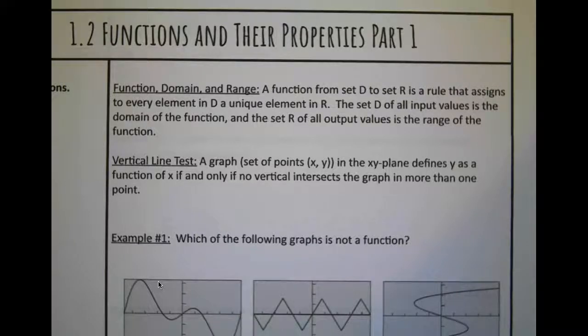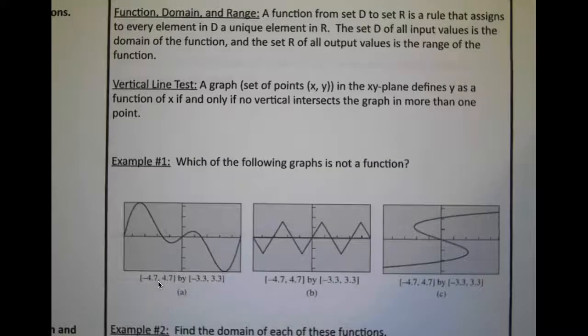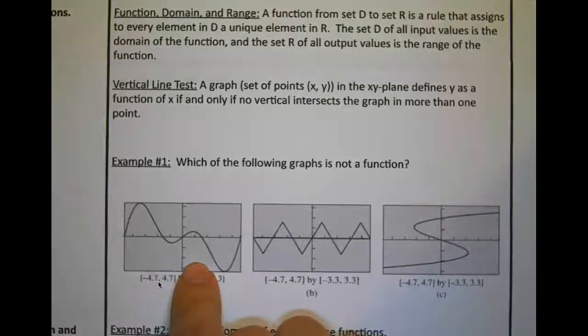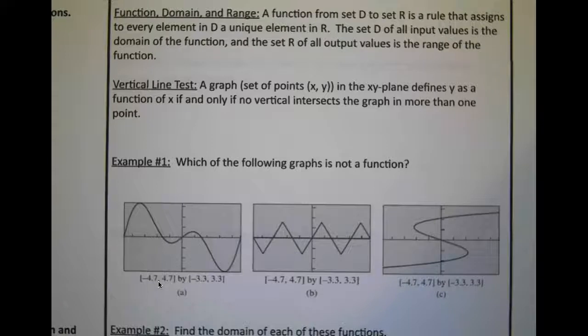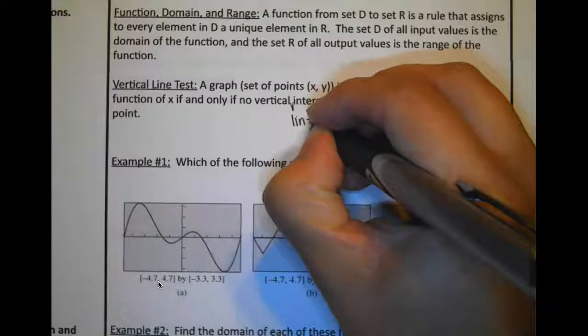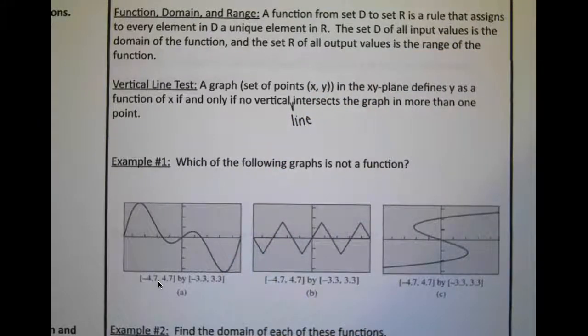Alright. Vertical line test. You guys have probably seen this before. Basically, if you are trying to determine if a graph is a function, you can draw vertical lines, and if any vertical line intersects the graph more than once, then it's not a function. The technical definition of the vertical line test states that a graph or a set of points xy in the xy plane defines y as a function of x if and only if no vertical line intersects the graph in more than one point.